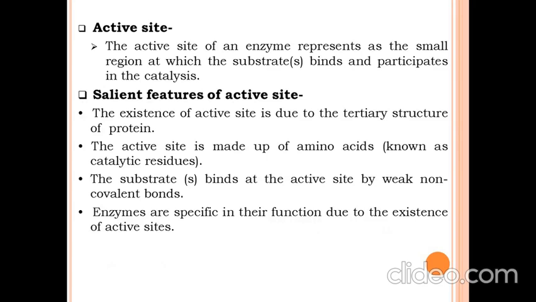What is active site? Active site of an enzyme represents the small region at which substrate binds and participates in the catalysis. Means active site enzyme की वह site होती है जहां पर substrate bind करके participate करता है catalysis और product formations. Now, salient features of active sites. The existence of active site is due to the tertiary structure of proteins. Means जो active site की existence है वो tertiary structure of protein के कारण है.